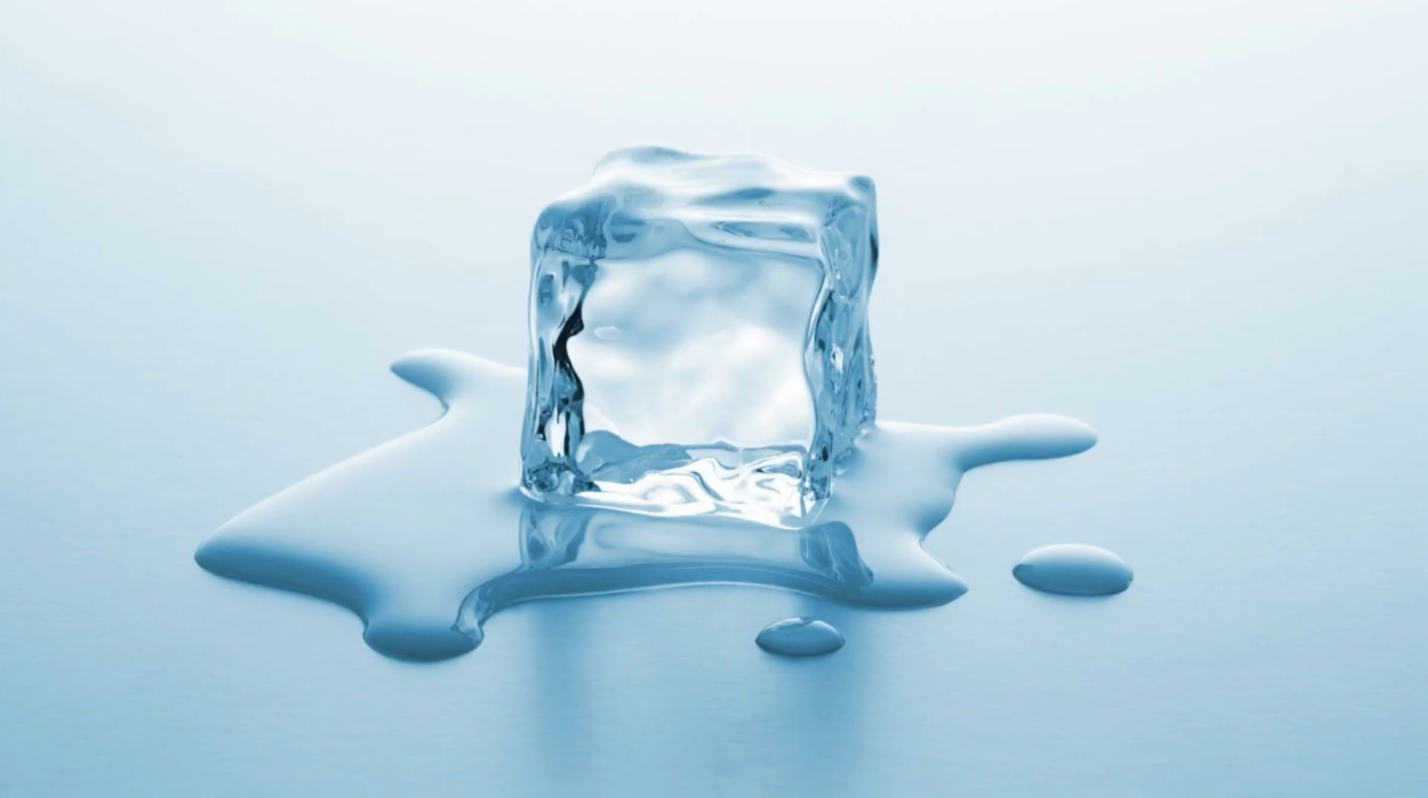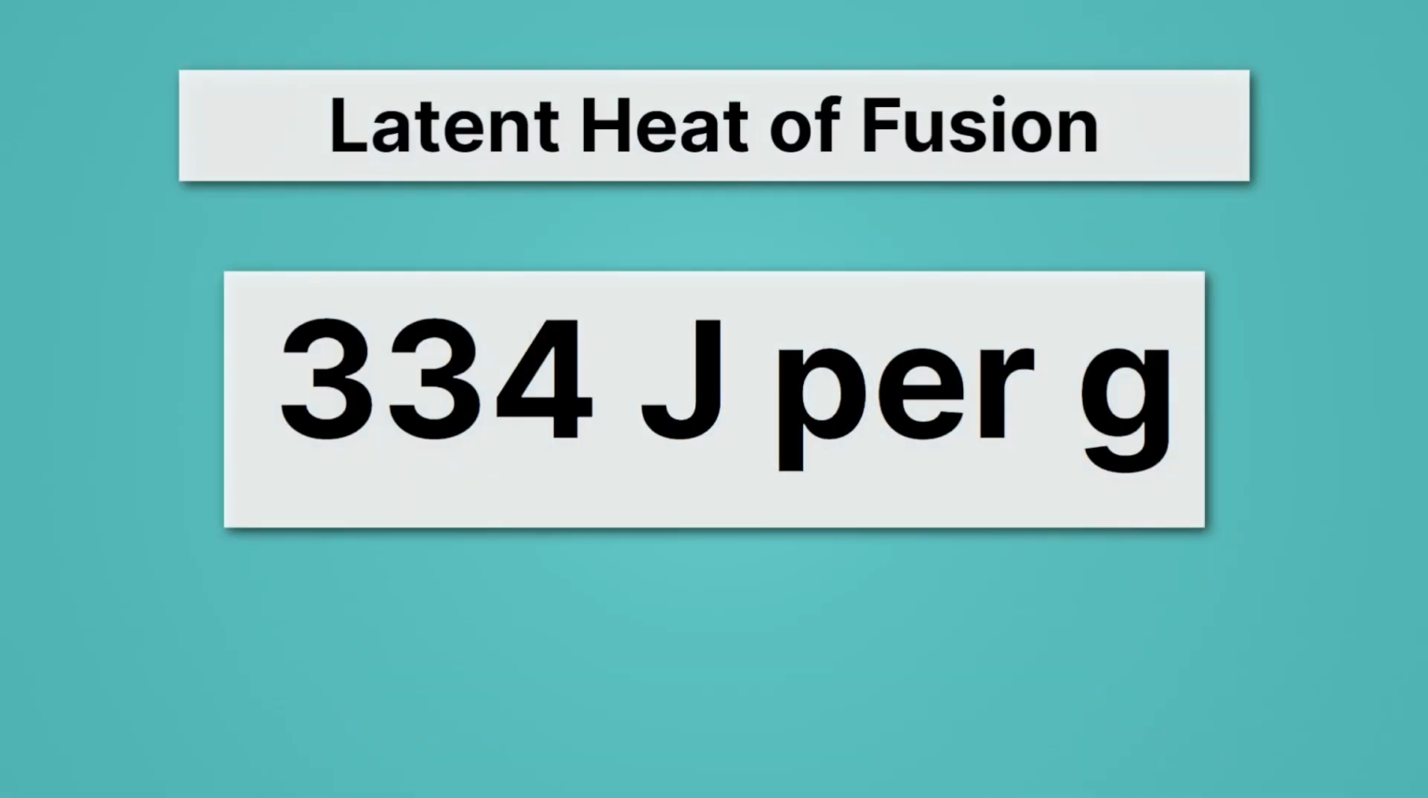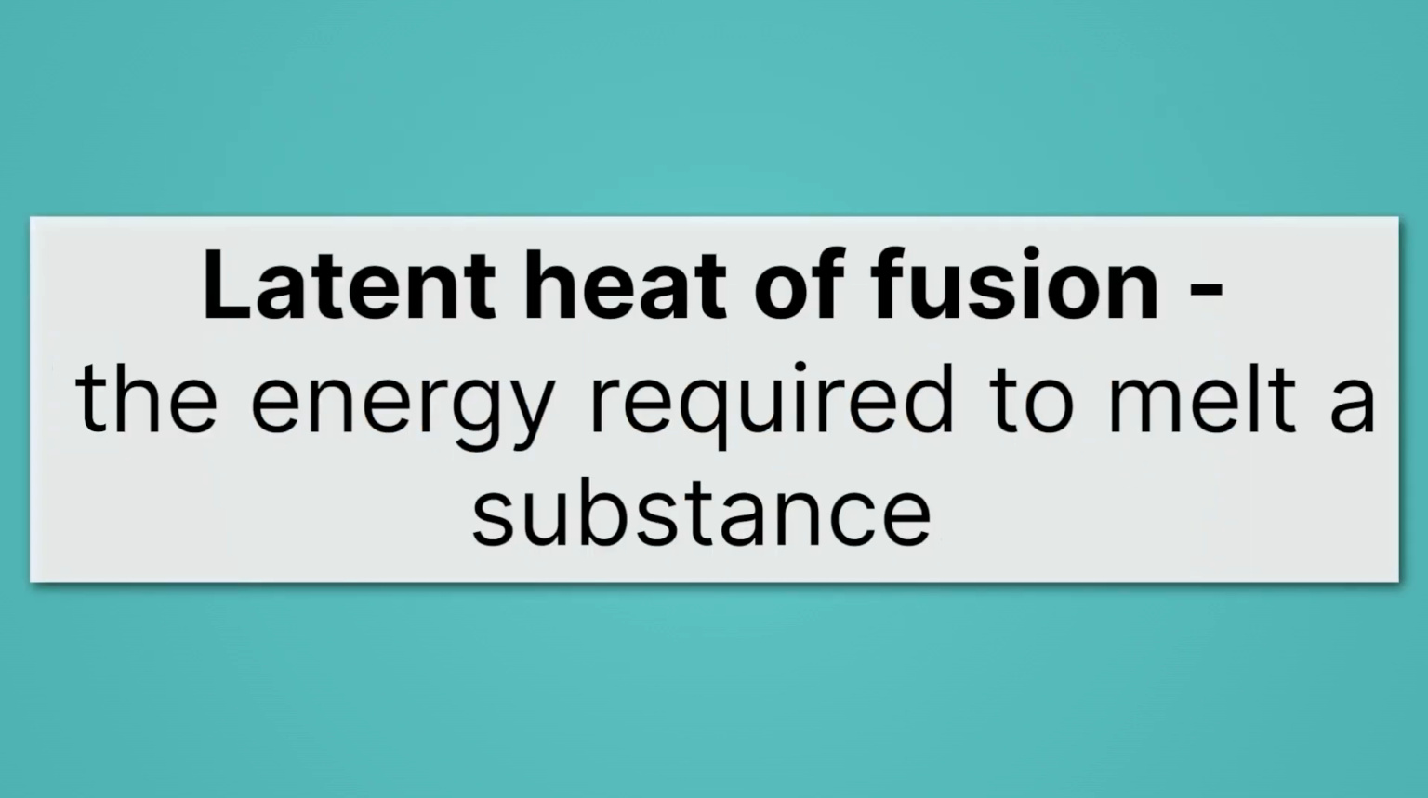Other phase changes, though, like say melting an ice cube, also take energy. How much energy does it take to melt an ice cube? Well, 334 joules for every gram of ice you have. This is called the latent heat of fusion, which is kind of a funny name, but the latent heat of fusion is the energy required to melt a substance. Let's put these numbers to use and solve some problems.